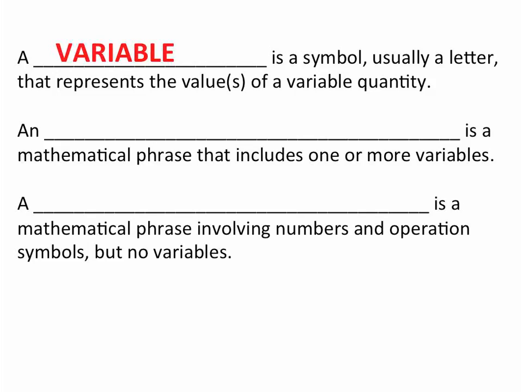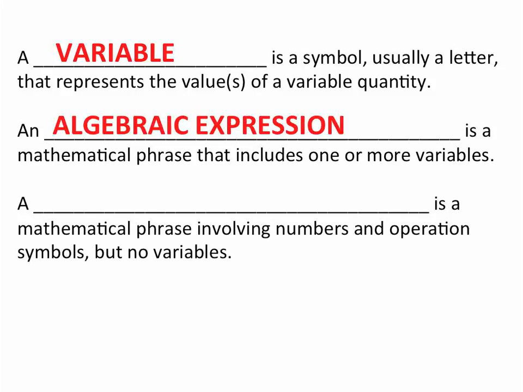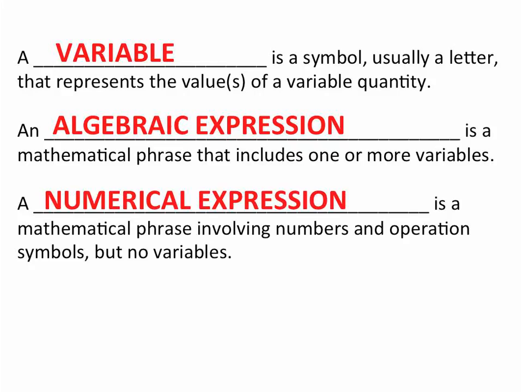A variable is a symbol, usually a letter, that represents the value or values of a variable quantity. An algebraic expression is a mathematical phrase that includes one or more variables. A numerical expression is a mathematical phrase involving numbers and operation symbols, but no variables. So if I have variables in it, we call that an algebraic expression. If we don't have any variables, then we only have numbers and plus signs and minus signs and things like that, operations, and we just call that a numerical expression.